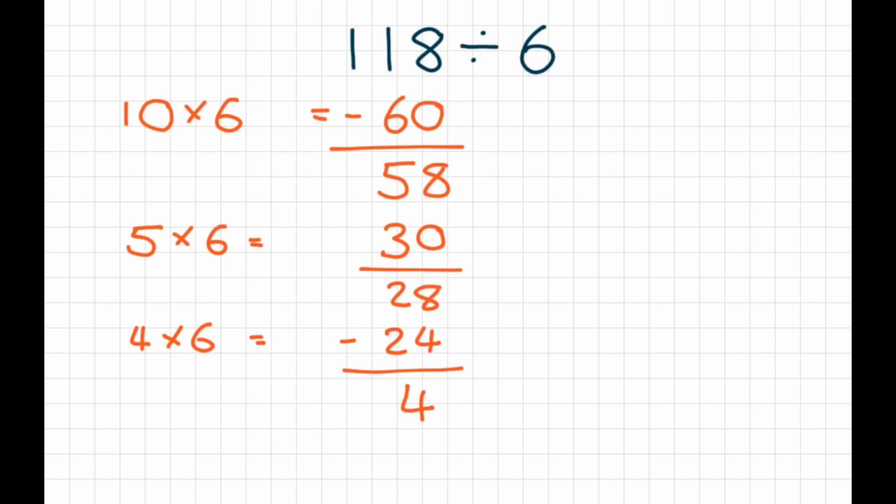Now 4 is smaller than 6. So I can't take out any more chunks. That means I'm left with 4 as my remainder. But that's not my answer. My answer would be 10, add 5, add 4 first of all. That gives me 19. So my answer would be 19, remainder 4.